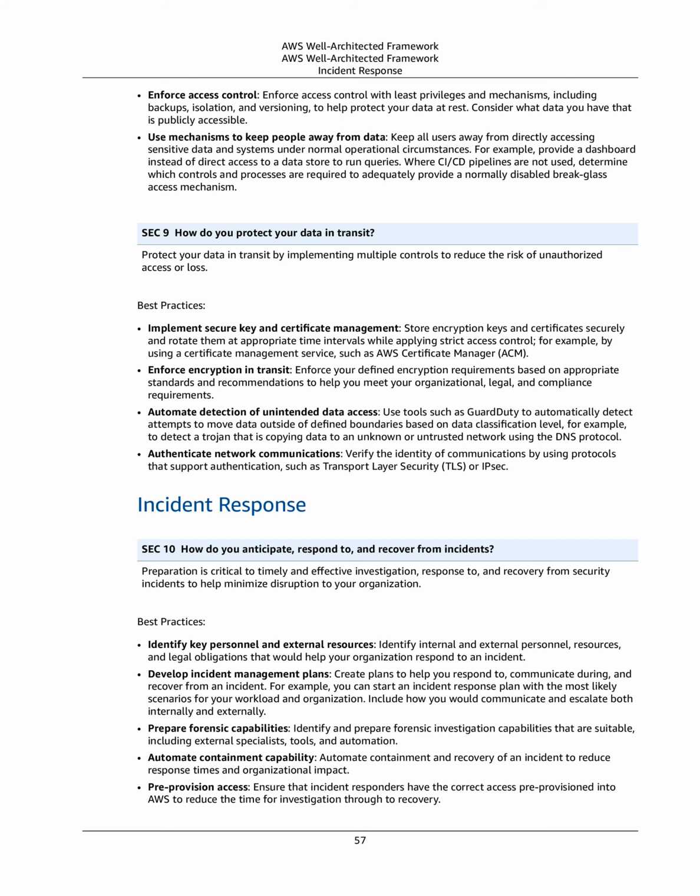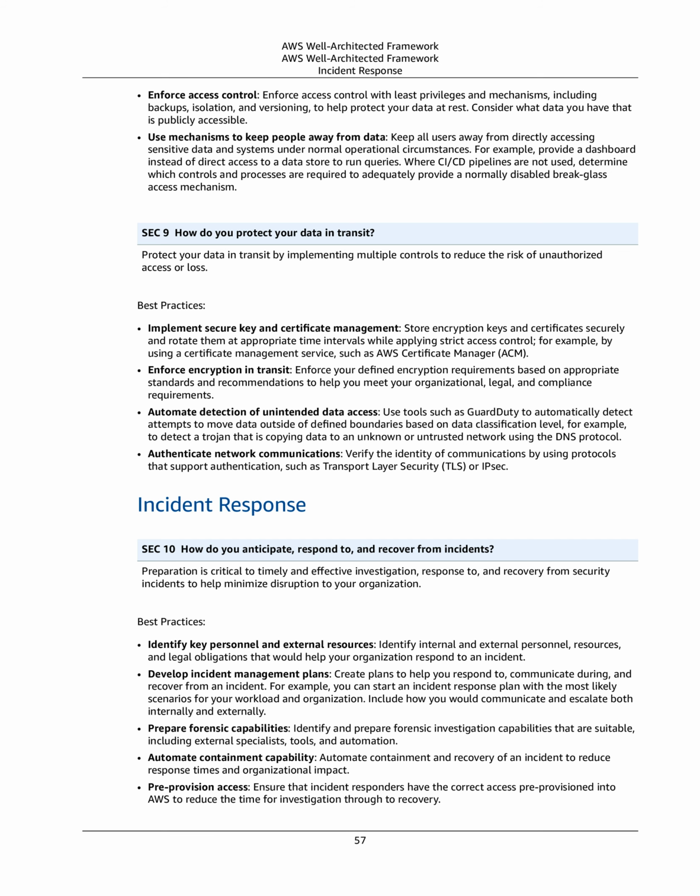Enforce encryption in transit. Enforce your defined encryption requirements based on appropriate standards and recommendations to help you meet your organizational, legal, and compliance requirements. Automate detection of unintended data access. Use tools such as GuardDuty to automatically detect attempts to move data outside of defined boundaries based on data classification level, for example, to detect a Trojan that is copying data to an unknown or untrusted network using the DNS protocol. Authenticate network communications. Verify the identity of communications by using protocols that support authentication, such as Transport Layer Security, TLS, or IPsec.